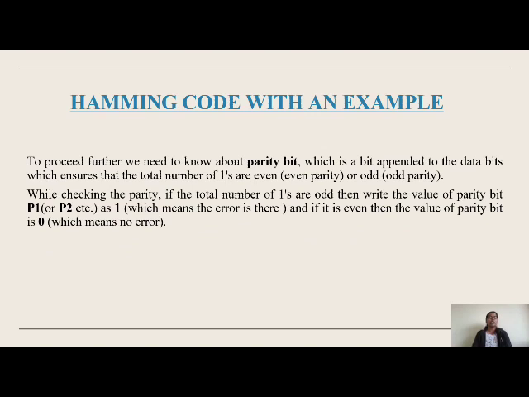To proceed further, we need to know about the parity bit, which is a bit appended to the data bits which ensures that the total number of ones is even or odd. While checking the parity, if the total number of ones is odd, then write the value of parity bit P1 as 1, and if it is even, then the value of the parity bit is 0, which means no error.